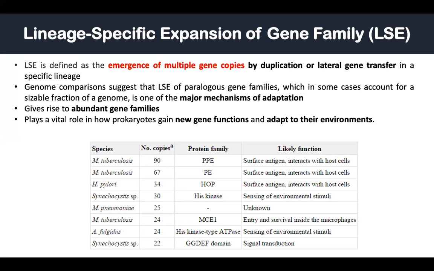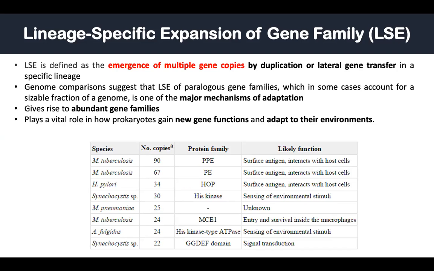They usually have this lineage-specific expansion of genes happening in them. And this gives rise to abundant gene families. It has been shown to play a vital role in how prokaryotes gain new functions and adapt to their environments. So when they have new challenges in the environment, they need to adapt to have different functions to be able to survive in the environment.